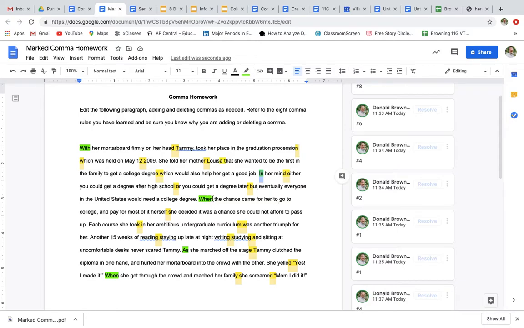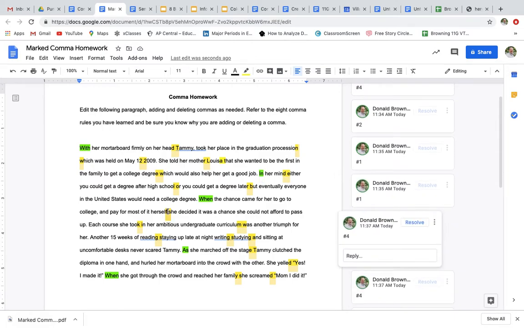All right, we have a clue here, when, so we know that at the end of that phrase there's going to be a comma. So when the chance came for her to go to college, and pay for most of it herself, this is going to be a different rule. This one's going to be rule four because you could take that out, and pay for most of it herself. You could take that out. So you need to make sure you put a comma there. She decided it was a chance she could not afford to pass up.